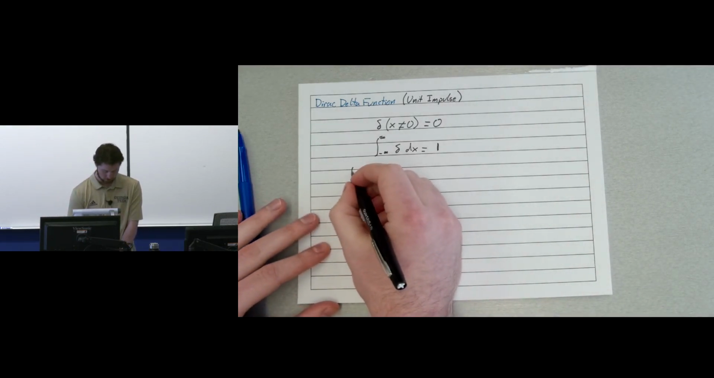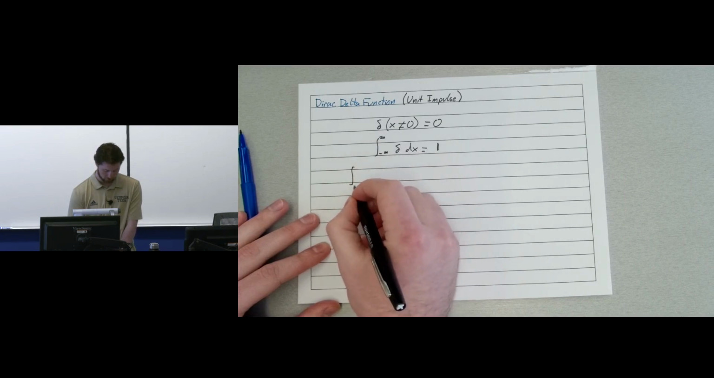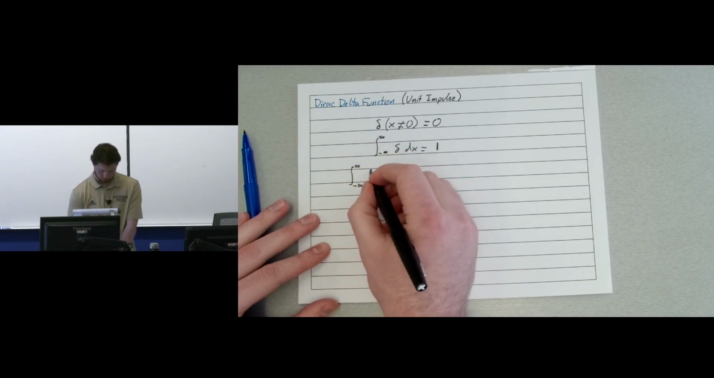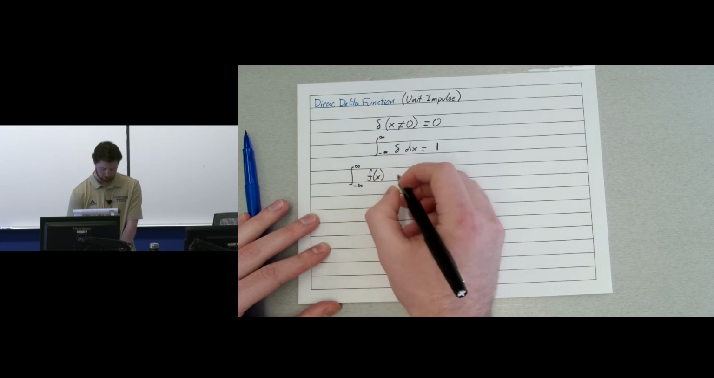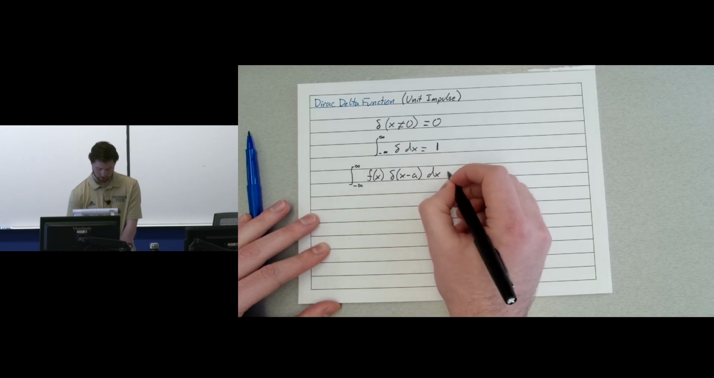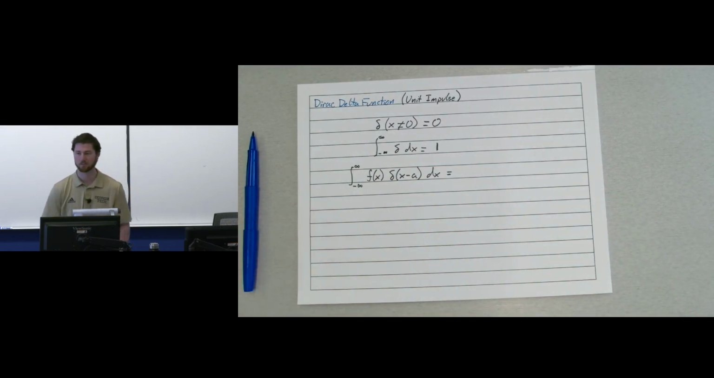Essentially, what this is going to allow us to do is to turn on and off different functions. So let's say that I have this integral from negative infinity to infinity of this f of x times delta of x minus a dx. What do we think this could be equal to? Yeah? This is equal to f of a.